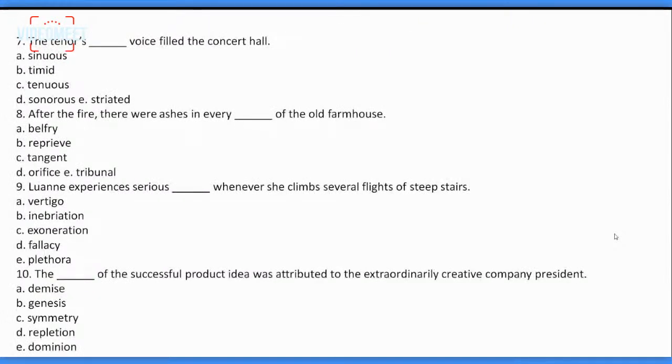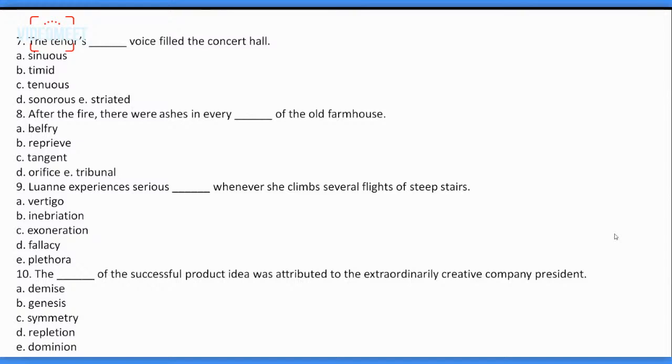Seventh question. The tenor's dash voice filled the concert hall. Again, look for the sense of the statement. Is it a positive word that we're looking for, or is it a negative word that we have to focus on? Now, what is a tenor? Tenor is a musical instrument that is used to make, of course, music in various musical performances, and we are looking for some kind of voice that filled the concert hall. So, we are looking for a positive word here.